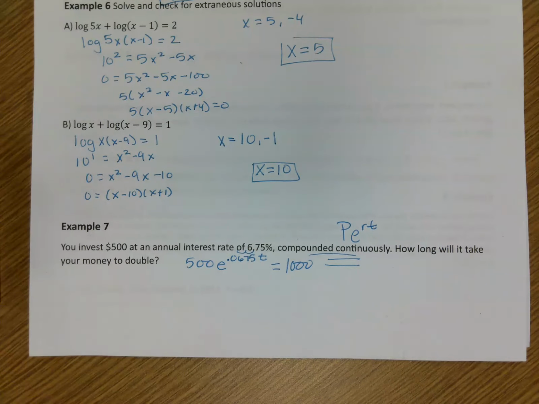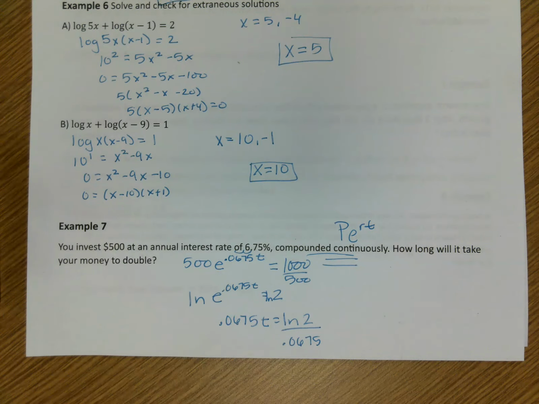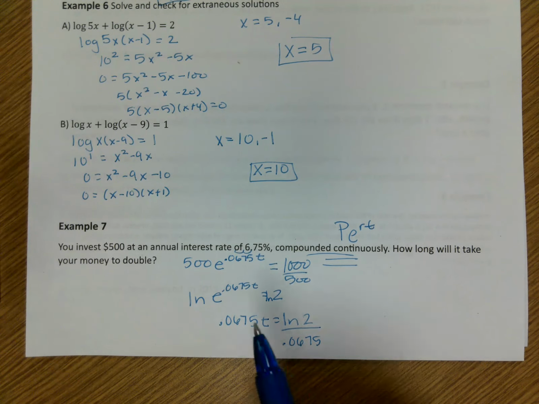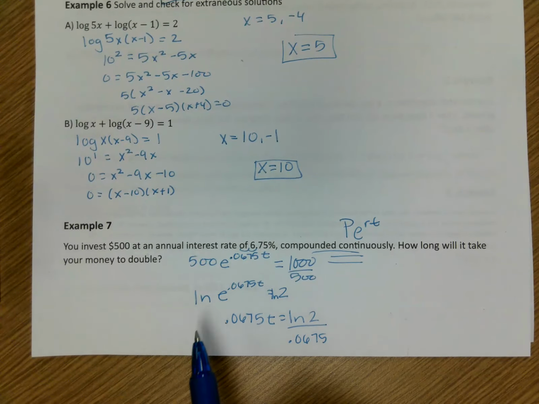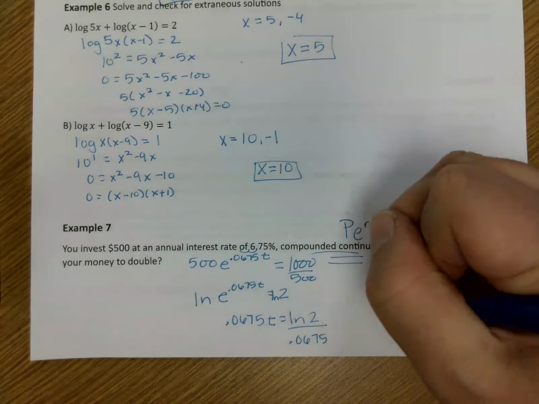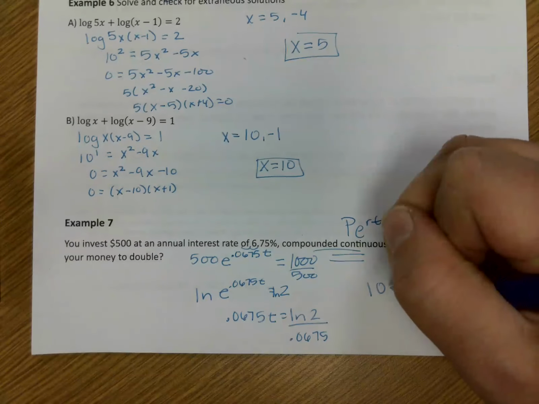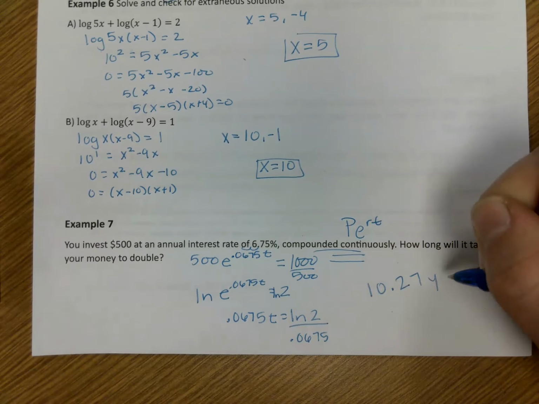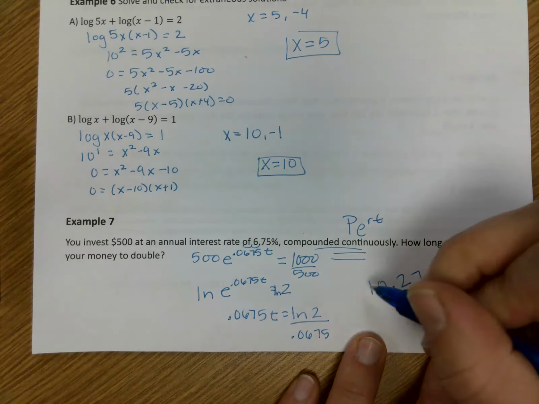So I want you to try to pause the video and try to do this one by yourself before you look for my answer. So first you divide by the 500. Once you divide by the 500, then you can take the natural log, because my base here is e. Natural log of e on both sides, leaving me with just my exponent. So I have to take the natural log of 2 divided by 0.0675, and that would give me about 10.27 years in order to double your money.